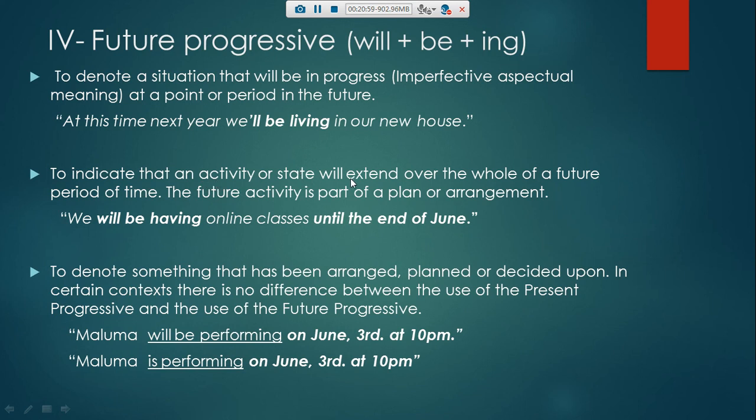Also to indicate that an activity or state will extend over the whole of a future period of time. The future activity is part of a plan or arrangement. We will be having online classes until the end of June. So this having online classes will extend all through May and June until the end of June. Also to denote something that has been arranged, planned, or decided upon. In certain contexts, there is no difference between the use of the present progressive and the use of the future progressive. This is something I have already mentioned. Maluma will be performing on June the 3rd. Maluma is performing on June the 3rd.